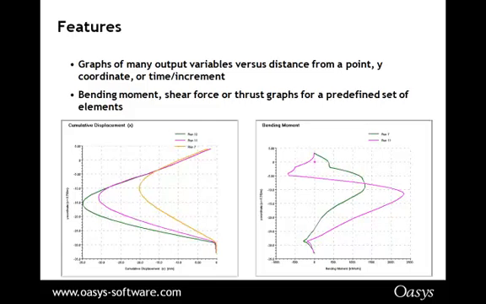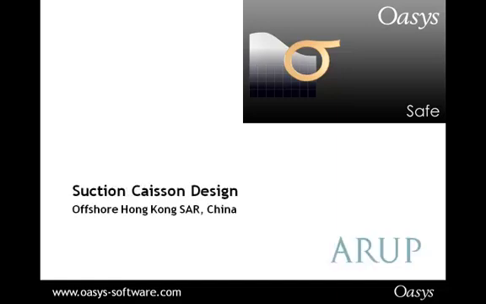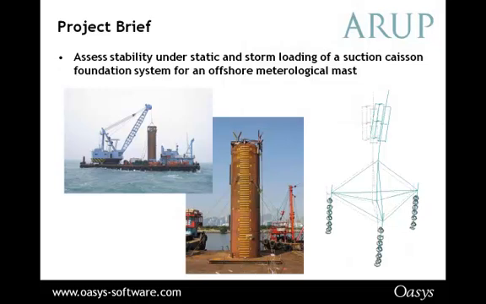So now we're going to go on to how SAFE is used in industry, and I'm going to start with a job that Arup has been doing using Oasys SAFE, and that's a suction casing design in Hong Kong, but done by the Arup team in Australia. SAFE is used to assist in the design of an offshore suction case and foundation system. So it's basically for a meteorological mast which has been proposed to collect wind data for wind farm development.